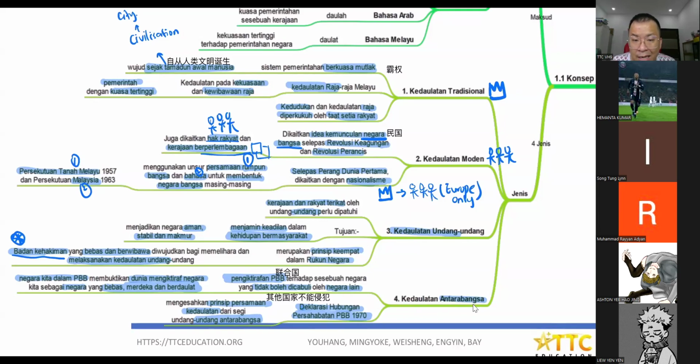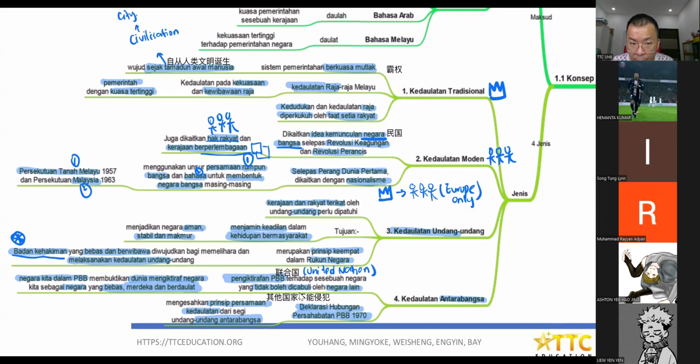Kedaulatan antarabangsa. International sovereignty. So Malaysia punya sovereignty is recognized by the United Nations. PBB is United Nations. In the exam you can write the short form, PBB, Pertubuhan Bangsa-Bangsa Bersatu. So our international sovereignty is recognized by the United Nations, and cannot be harassed or intruded on by other nations.